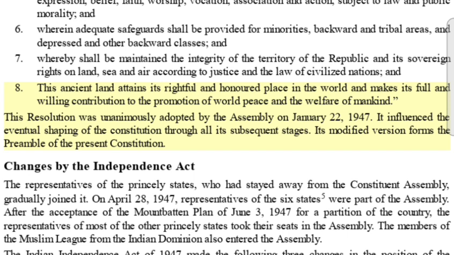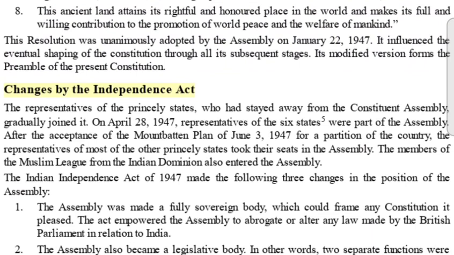This resolution was unanimously adopted by the Assembly on January 22, 1947. It influenced the eventual shaping of the Constitution through all its subsequent stages. Its modified version forms the preamble of the present Constitution. Changes by the Independence Act.